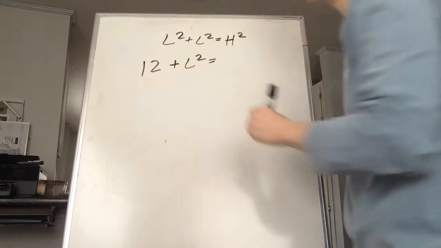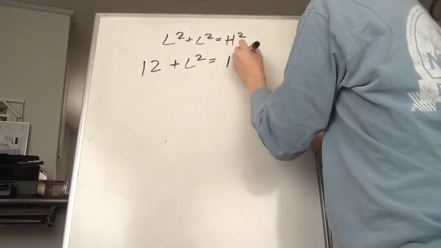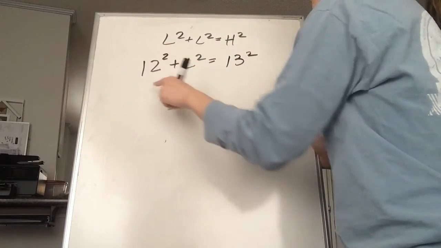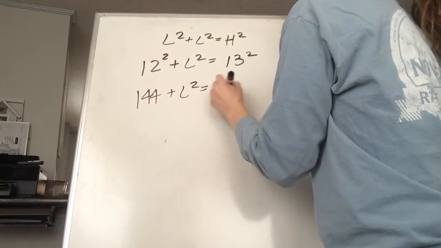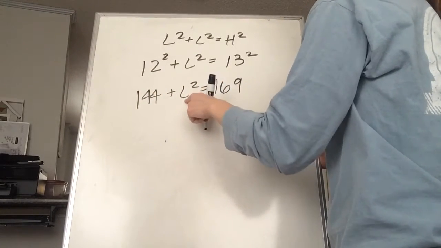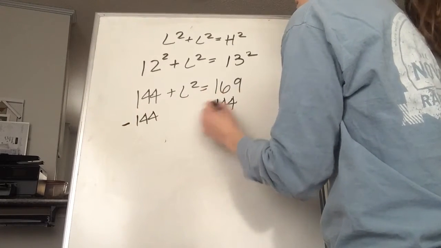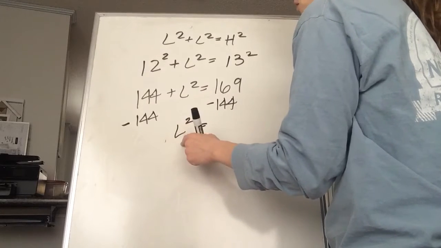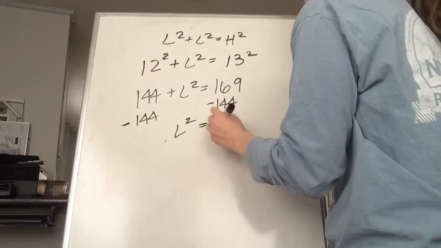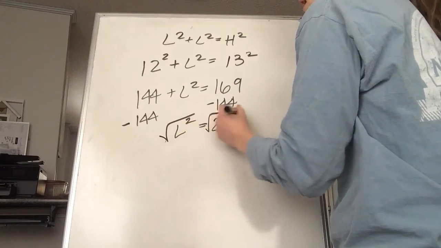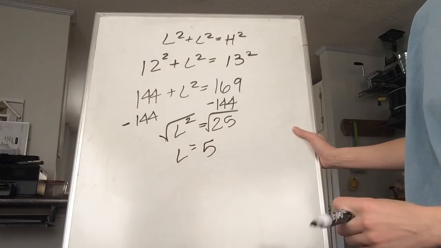We're looking for the other side. And the hypotenuse is 13. So 13 squared. So 12 squared is 144. 13 squared is 169. To get the L squared by itself, we're going to subtract 144 from each side. So we're left with L squared. And when we subtract 169 minus 144, we have 25. You take the square root of each side to undo the square. You're left with the leg is equal to 5. So the answer would be B.